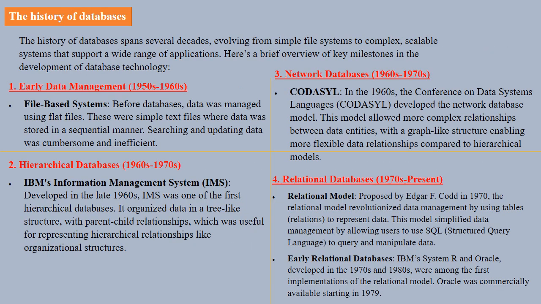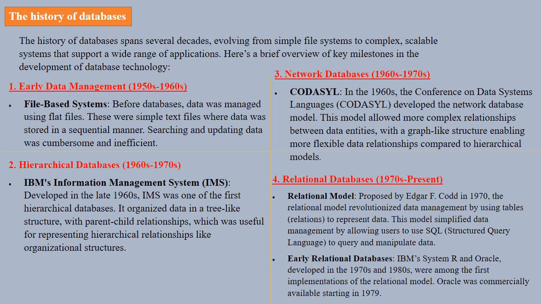The history of databases. The history of databases spans several decades, evolving from simple file systems to complex, scalable systems that support a wide range of applications. Here's a brief overview of key milestones in the development of database technology. 1. Early data management, 1950s to 1960s. File-based systems. Before databases, data was managed using flat files. These were simple text files where data was stored in a sequential manner. Searching and updating data was cumbersome and inefficient.